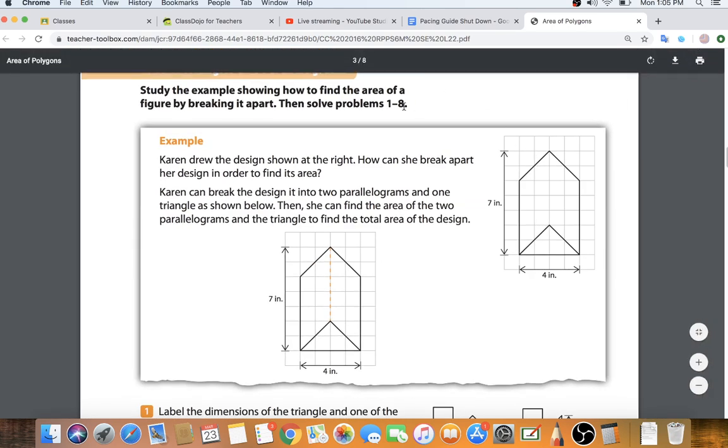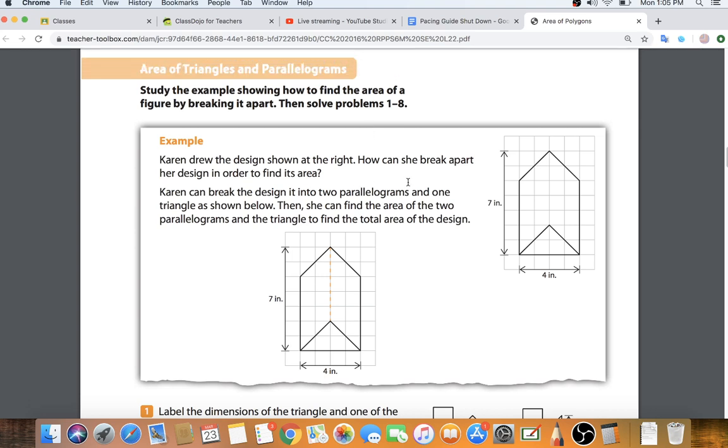It says, study the example showing how to find the area of a figure by breaking it apart. Now it says Karen drew the design shown at the right, so she drew this design over here. How can she break apart her design in order to find this area? For this one, we have a triangle here, so we don't need to separate that. We would have to separate this whole thing right here, and split it down the middle to create two parallelograms. So we would have one parallelogram on the left side, and then another parallelogram on the right side, right here.